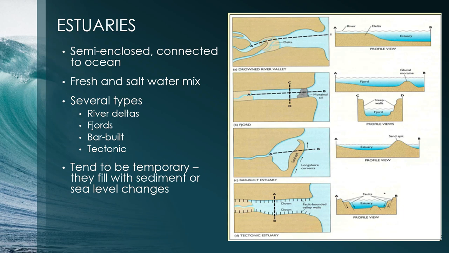Now, estuaries tend to be temporary. They often fill with sediment, which fills them up, and then they're no longer an estuary. They can grow outward. For example, with our drowned river valley, they can grow outward.